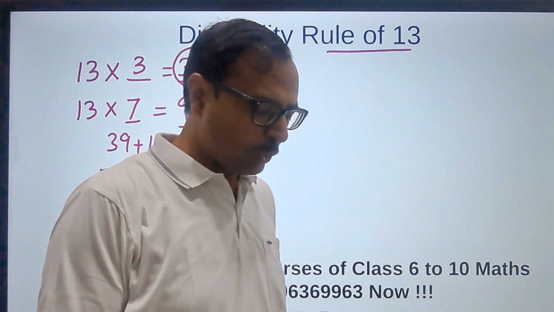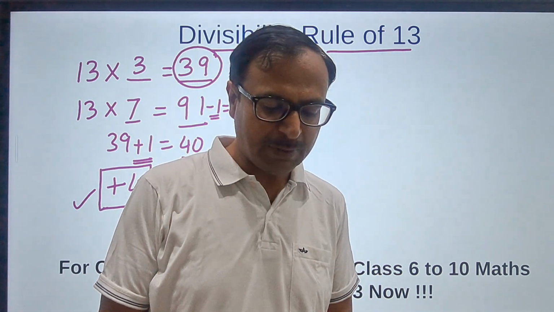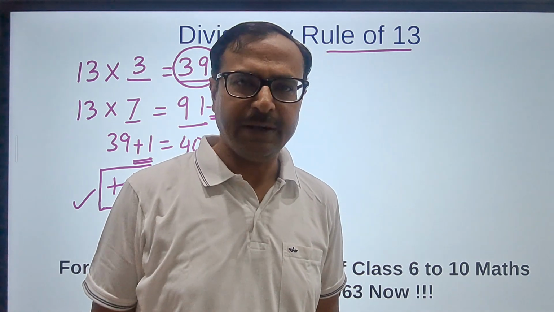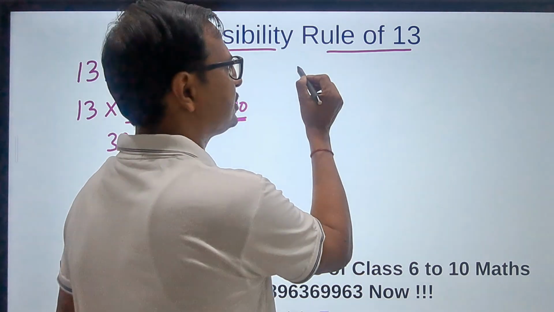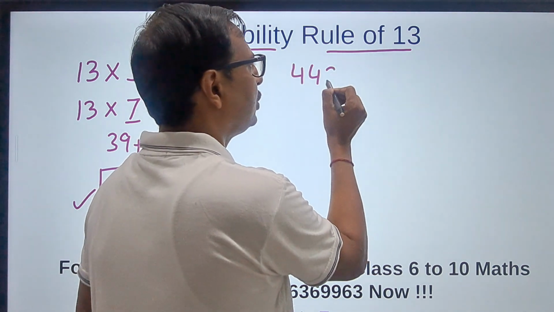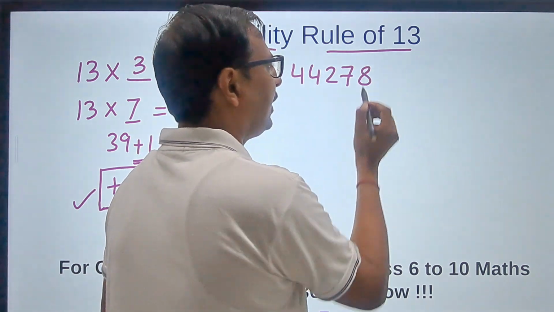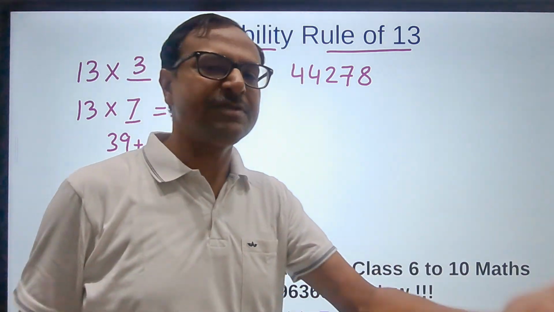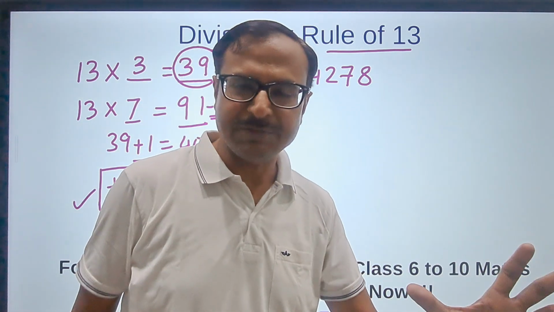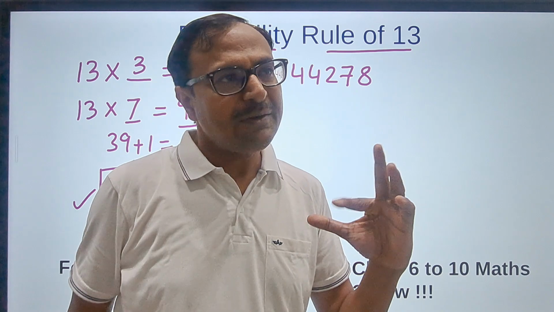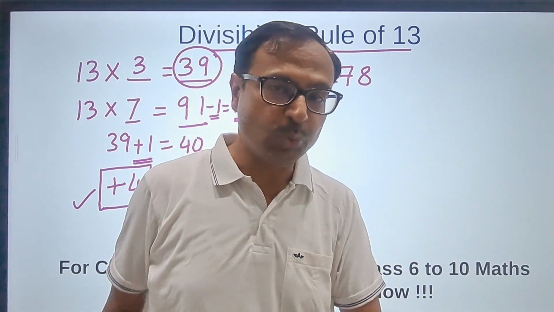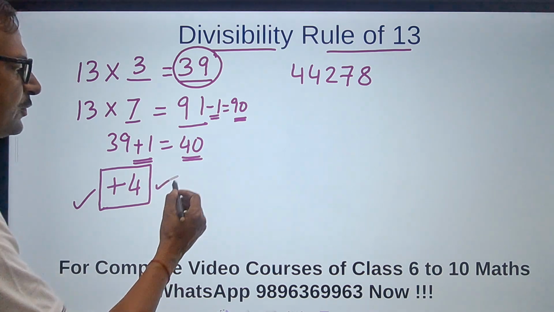So what do we have to do here? Let's take a number which is already divisible by 13. Let's take 44278. Now I want to check. I have taken an example which is divisible by 13, so you already know that it is divisible by 13. If you don't know and you have to check divisibility by 13, what are you going to do? Remember the osculator? Plus 4.